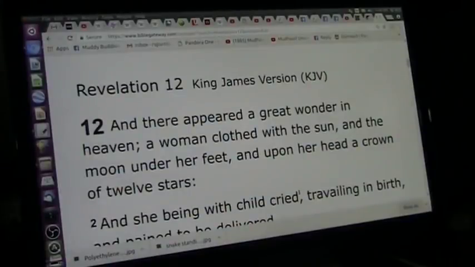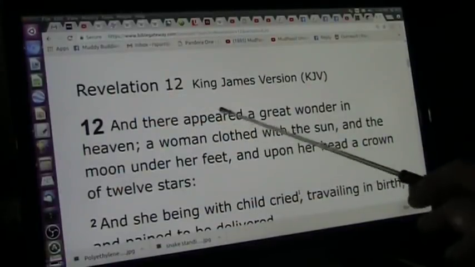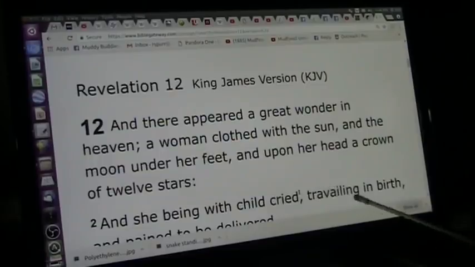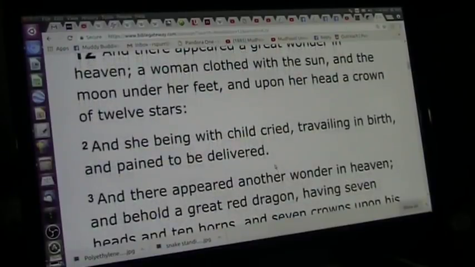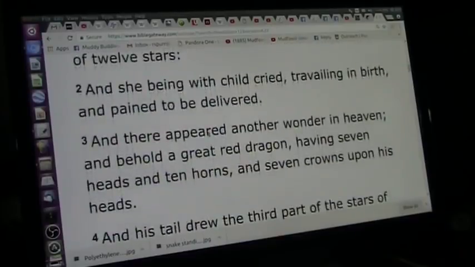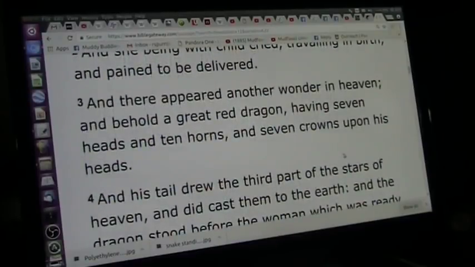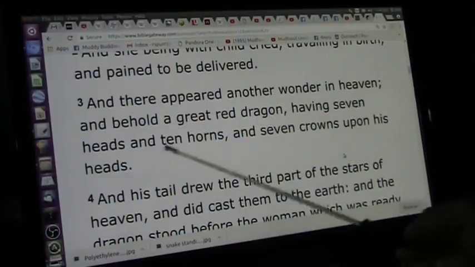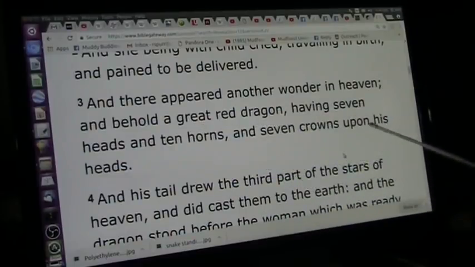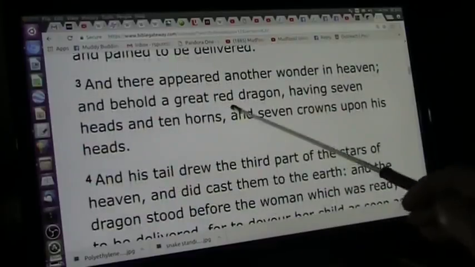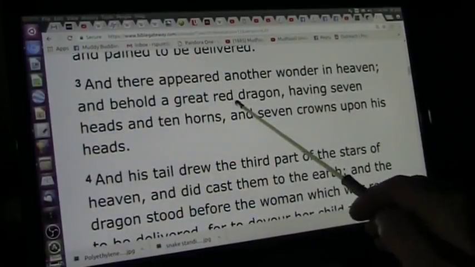Okay, this is Revelations 12. And there appeared a great wonder in the heaven, a woman clothed with the sun and the moon under her feet, and upon her head a crown of 12 stars. She, being with child, cried, travailing in birth and pained to be delivered. There appeared another wonder in heaven, and behold, a great red dragon, having 7 heads, 10 horns, and 7 crowns upon his heads. I know where a great red dragon is.